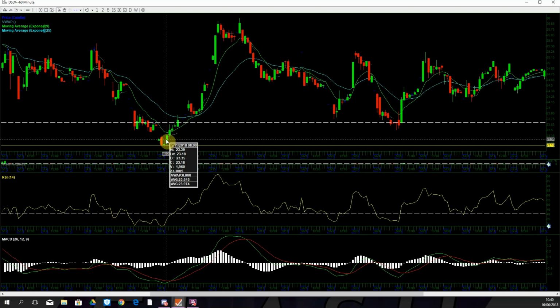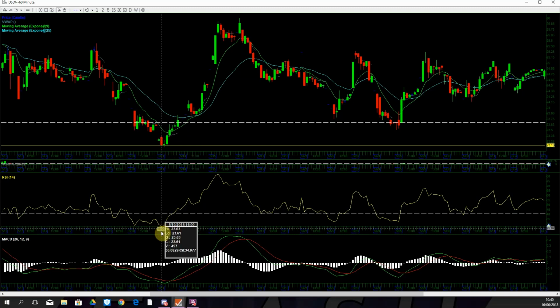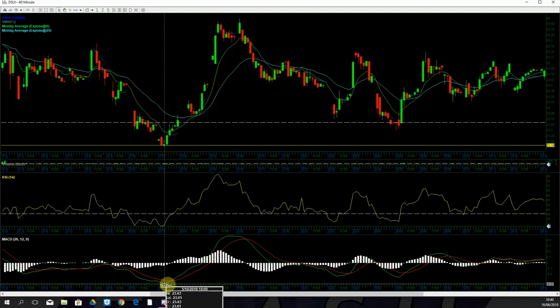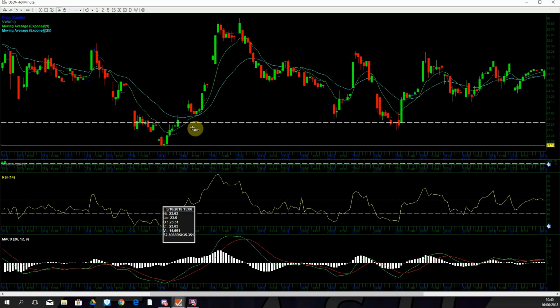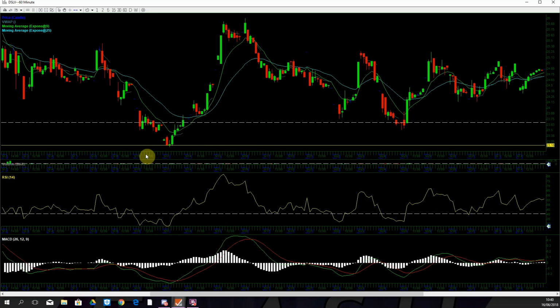Again, if you look down at your MACD, here you have your crossover on your MACD as well to confirm. Your RSI was at 30, so it was oversold, which again is a 3 out of 3 indication that the trade is solid, and it would be a good indication to enter the trade.